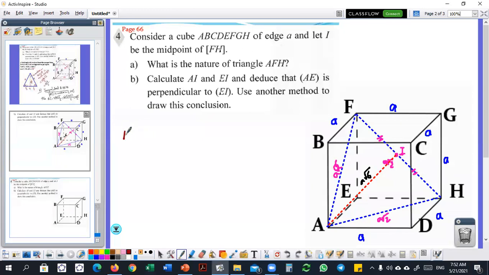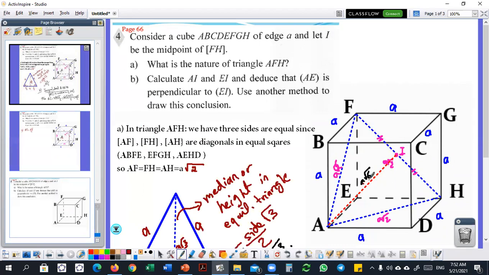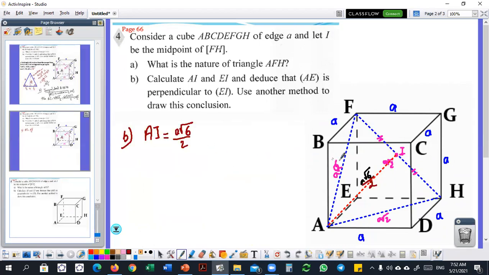So part B, we have said that AI is what? It's a radical 6 over what? Over 2. This should be over 2. Now, EI, it is EG over 2, half of the diagonal. It is what? A radical 2 divided by 2.